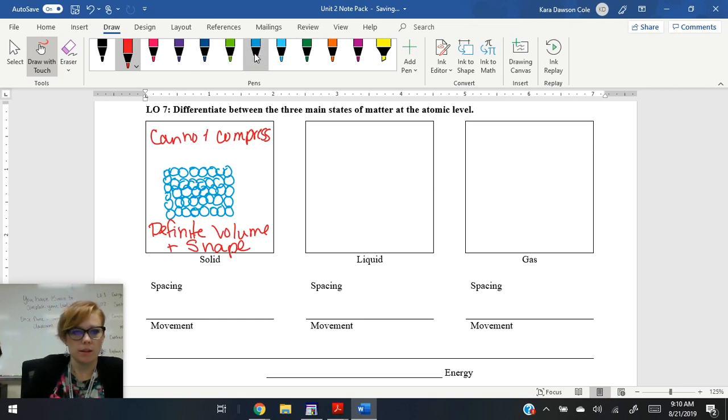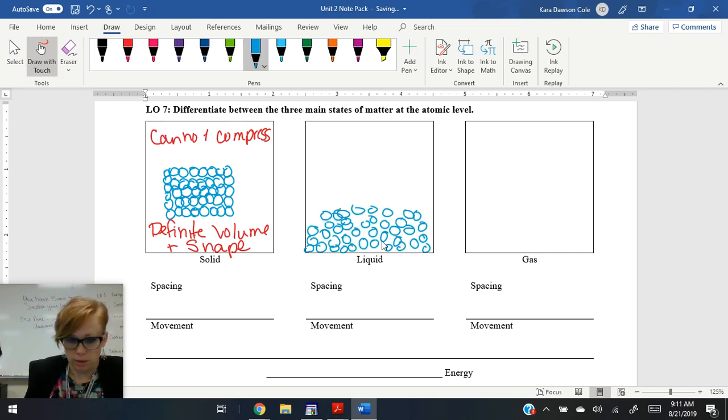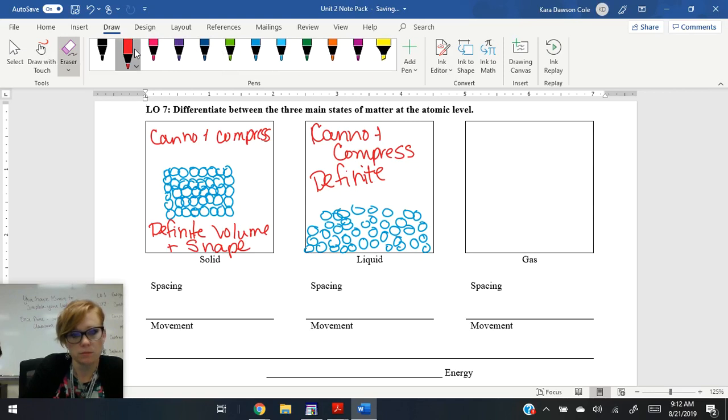So then you have a liquid. If this solid melts, then I have this kind of liquid thing. Notice how it goes all the way to the bottom. That means it doesn't really have a shape that it holds. It takes the shape of the container. Again, with liquids we don't have a lot of room, so these guys cannot compress volume. But again, not shape. So it does not have definite shape. It just has definite volume.